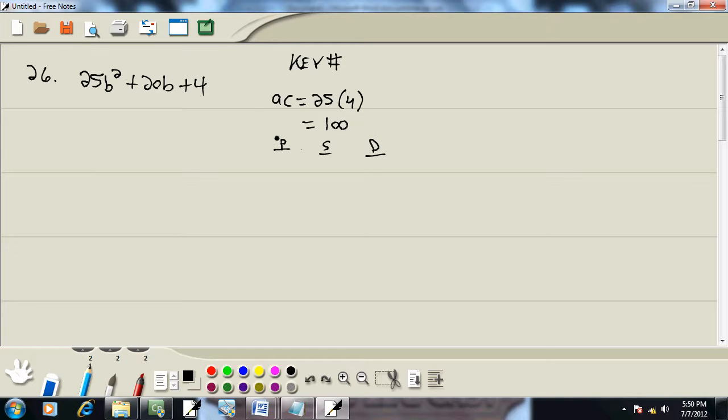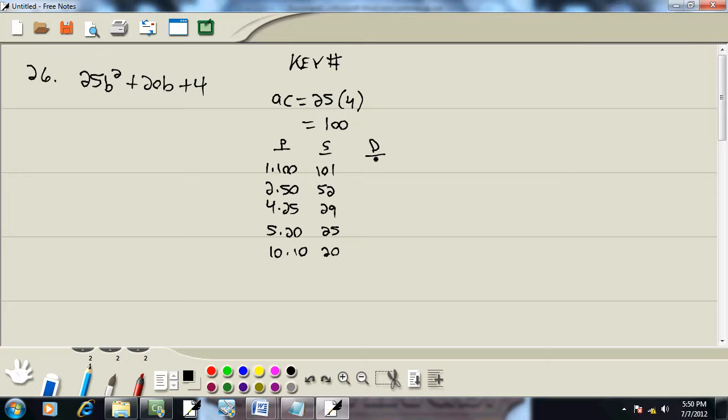And we're going to come up with our 3 columns. The P column, we write down all products that give us 100. We've got 1 times 100, 2 times 50, 4 times 25, 5 times 20, 6, no, 7, no, 8, no, 9, I don't think so, 10. 10 times 10. The S column, we add those numbers together. S for sum. 1 plus 100, 101. 2 plus 50, 52. 4 plus 25, 29.